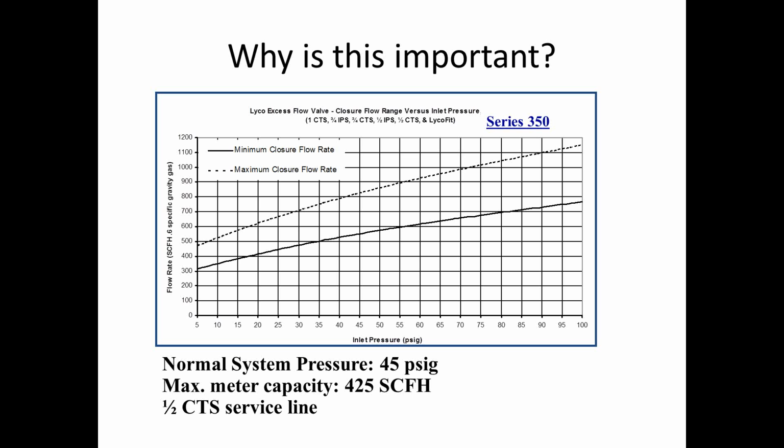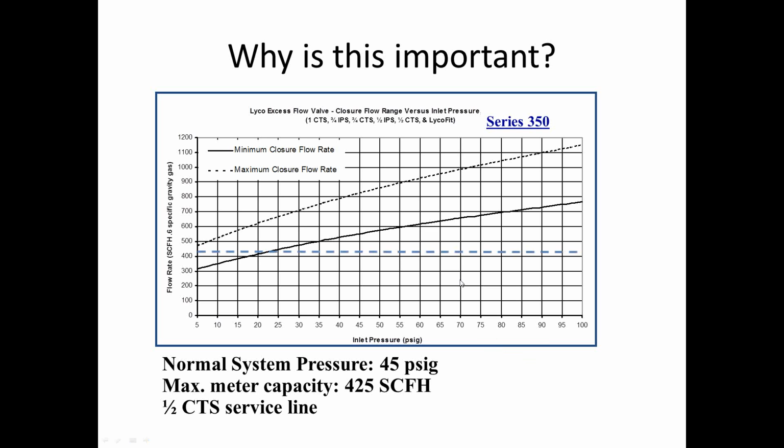But again, you have to look at whatever pressure your system is operating at when you're sizing these things. So let's say we have a normal system pressure of 45 psig. We have a meter capacity that's going to be our maximum anticipated load at 425 standard cubic feet per hour. And we're going to use a half CTS service line.